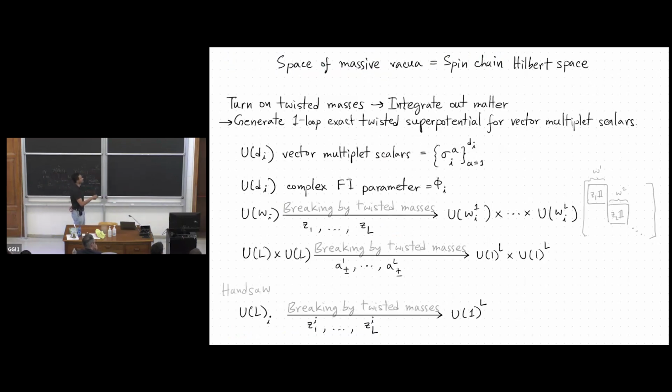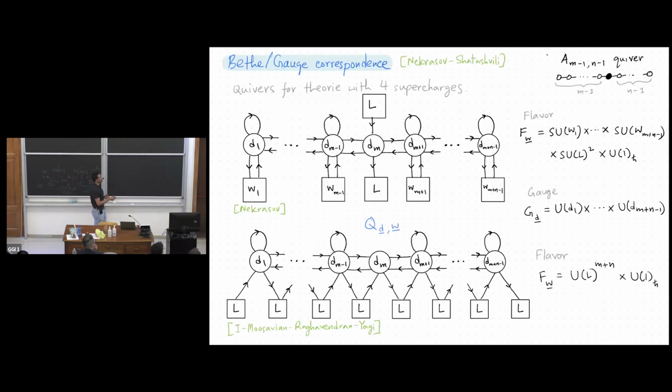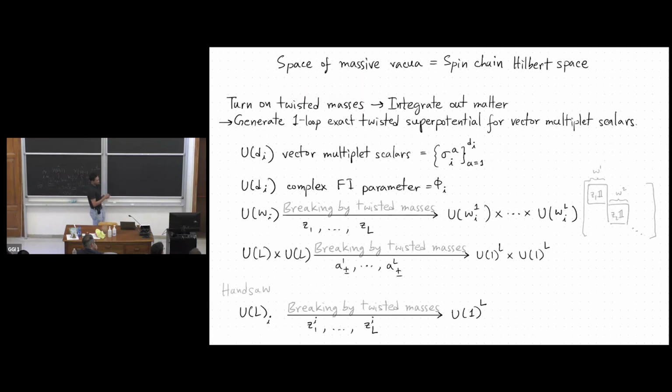Yeah. So this is kind of the slogan of the Bethe-Gauge correspondence. The initial statement of the Bethe-Gauge correspondence is that the space of massive vacua of the theories corresponds to not only just the spin chain Hilbert space, but really the eigenbases where all the Hamiltonians are diagonalized.